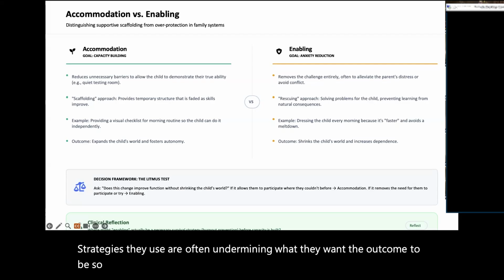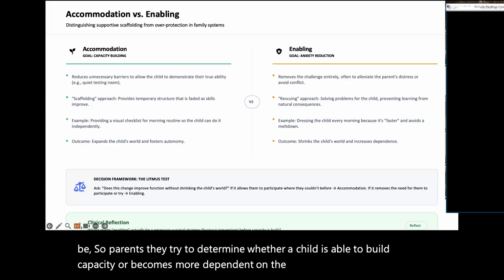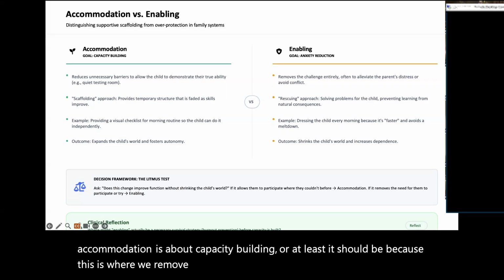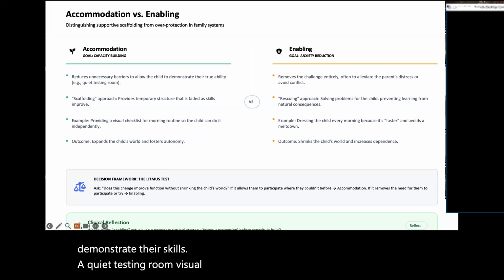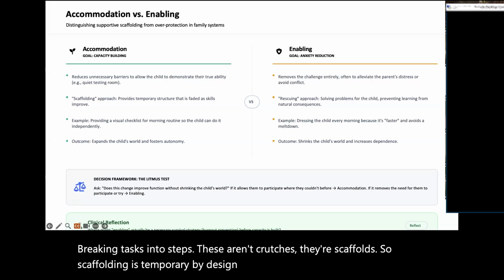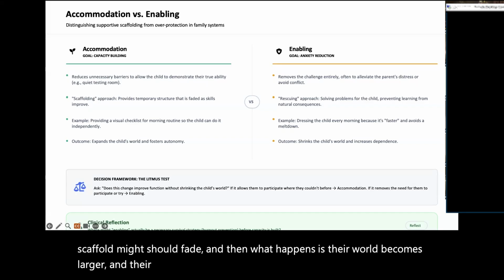So parents try to determine whether a child is able to build capacity or becomes more dependent. On the left side here, you'll see accommodation is about capacity building, or at least it should be, because this is where we remove unnecessary barriers so the child can actually demonstrate their skills. A quiet testing room, visual checklist, breaking tasks into steps. These aren't crutches, they're scaffolds. So scaffolding is temporary by design. As the child's skills strengthen, the scaffold should fade. And then what happens is their world becomes larger and their autonomy increases.